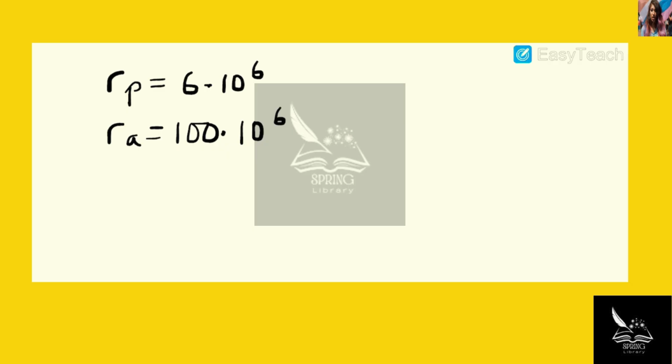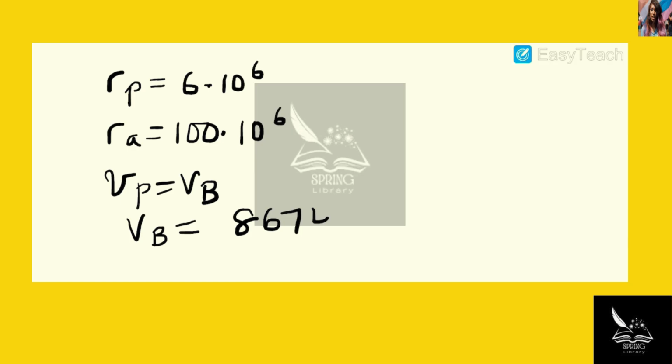So we can say that RP is going to be equal to 6 times 10 to the 6th, and RA is equal to 100 times 10 to the 6th. And these values are just pulled from our figure, and VP is equal to VB. So plugging these values of RP and RA into our expression for VP, we see that VP, which is equal to VB, is equal to 8,674.17 meters per second.